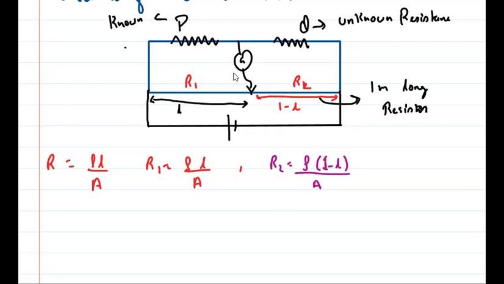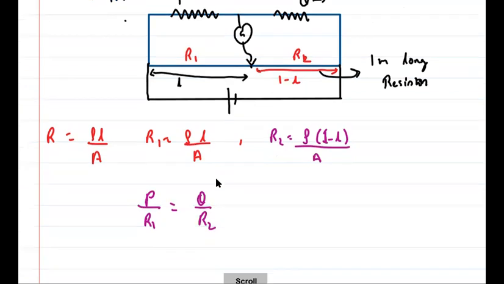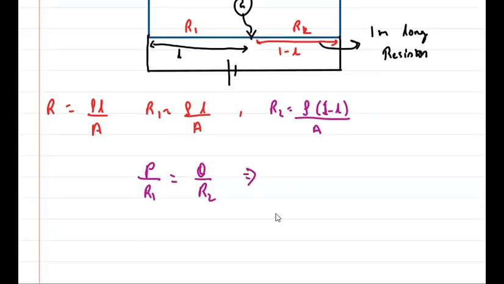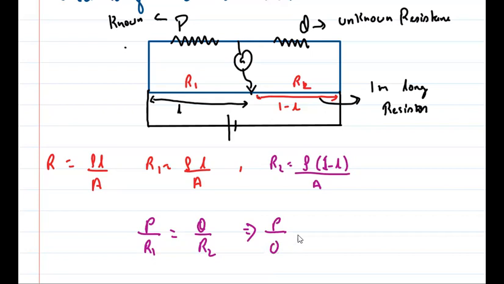Now tell me, don't you think this is acting as a Wheatstone bridge? This is basically a Wheatstone bridge. Resistance R1, resistance R2, this is a galvanometer, this is another resistance. So this is another resistor. Yes or no? Can I say, sir, this is just like a Wheatstone bridge? So I can say, using the concept of Wheatstone, P by R1 is equal to Q by R2. Anyone have any doubt in this? So can I say that P by Q is equal to R1 by R2?